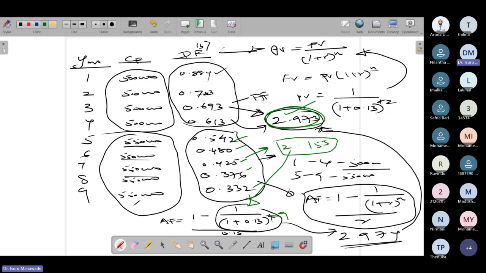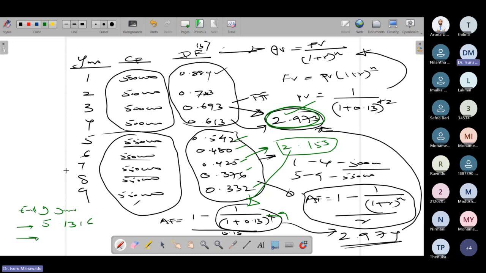1 divided by 1.13 power of 9, 1 minus the answer, equal, divided by 0.13. Up to the 9th year, the full 9 years, 5.13116. Did you get that answer?